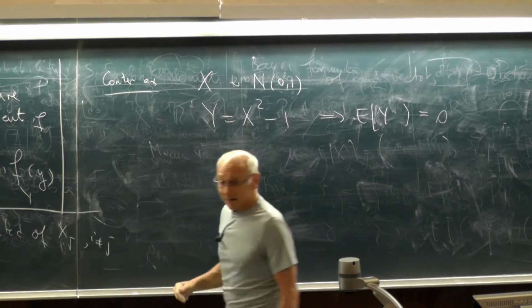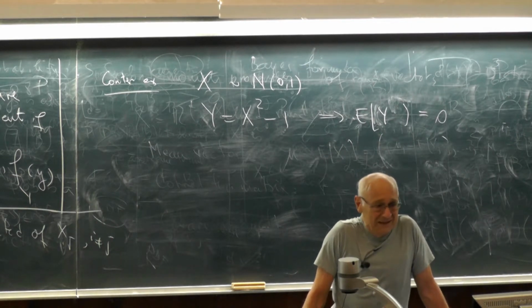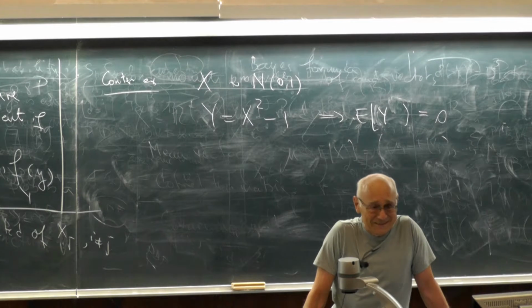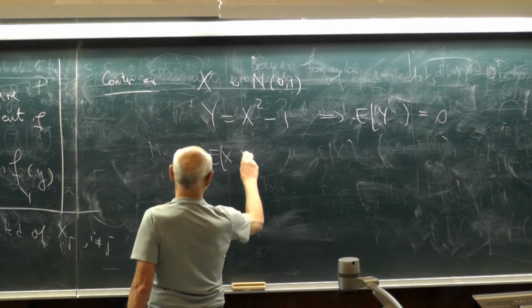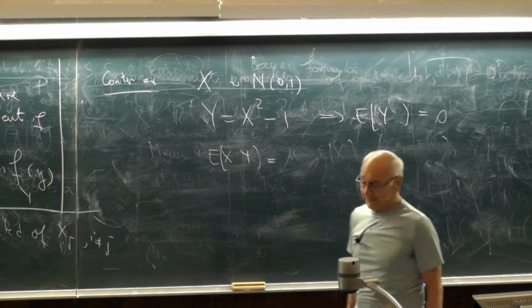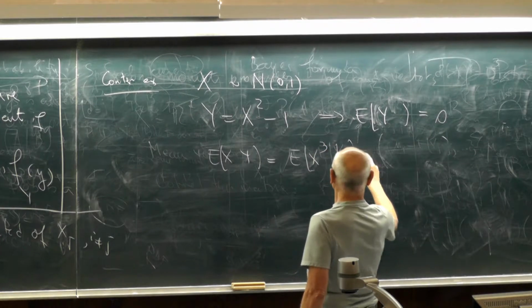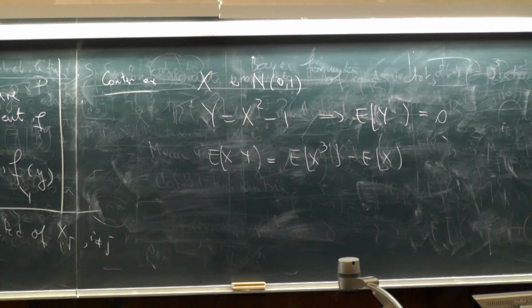So are they dependent or independent, X and Y? Well, they are obviously dependent. They are functionally dependent. If I tell you that X is 2, what's Y? 3, right? So you know X, you know Y. It's clear they are dependent. What about the correlation? Right? It's going to be the expectation of X cubed minus the expectation of X. So I use here the fact that E is a linear operator.